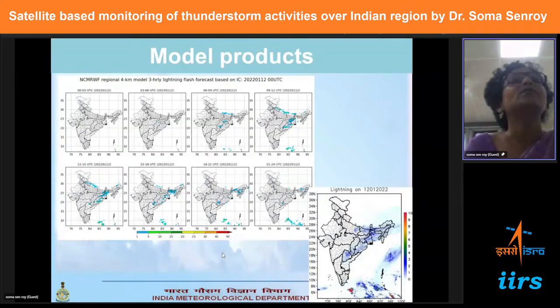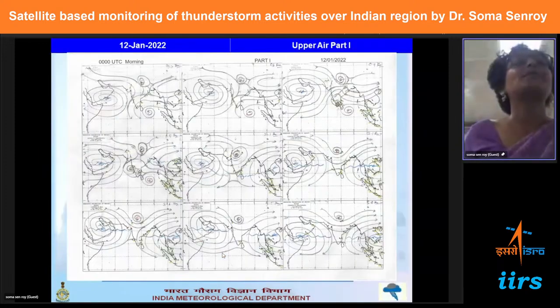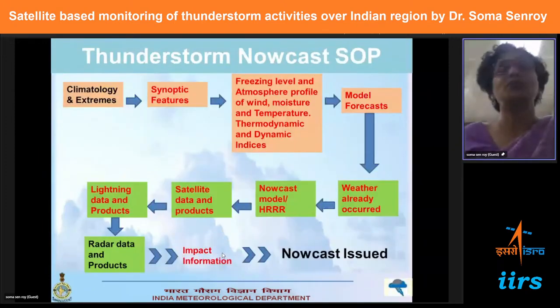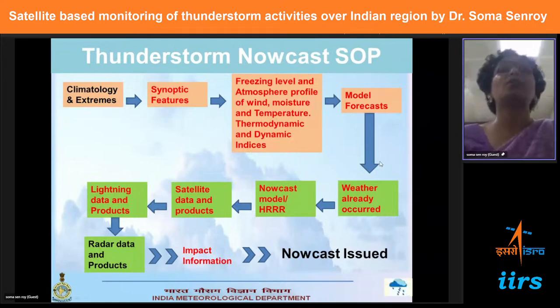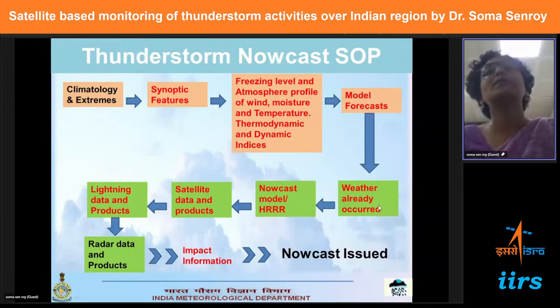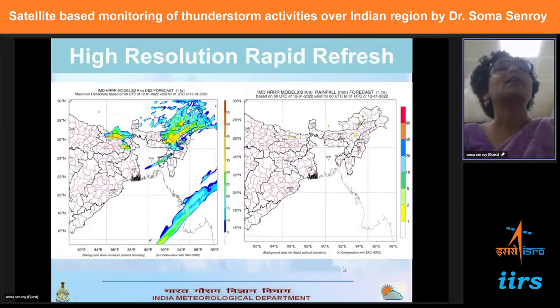But what I wanted to really show you is, when we are talking of the SOP, it is a very systematic way of doing. So we have firstly the model products, whether already occurred, I'm not showing here. So model forecasts here are global model forecasts. For a nowcaster, his job will primarily start from here, whether already occurred, to HRRR and so on. So these are the mesoscale model products which are forecasting that East India is likely to get thunderstorm activity.